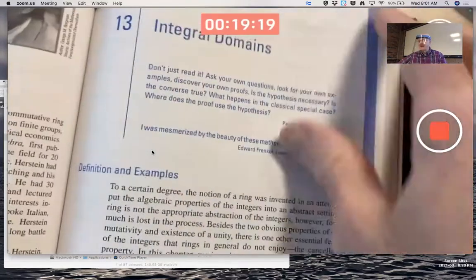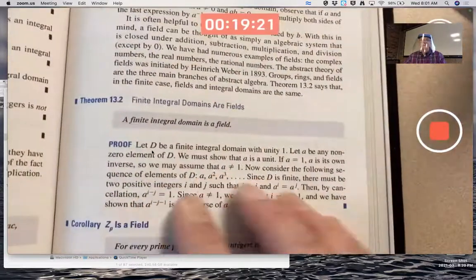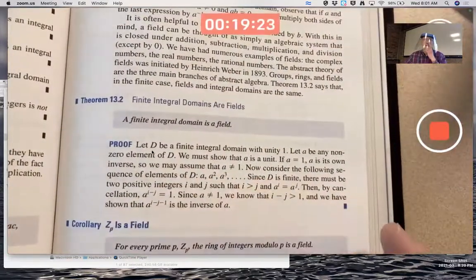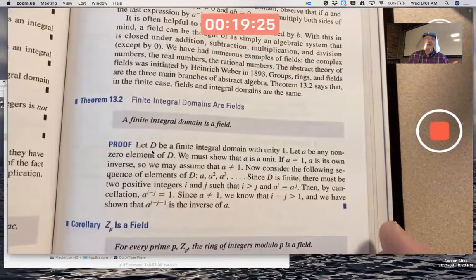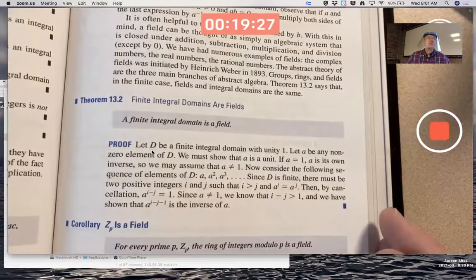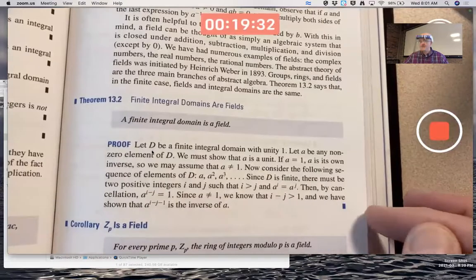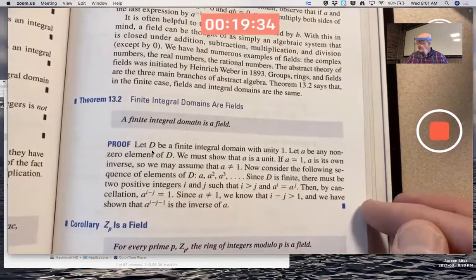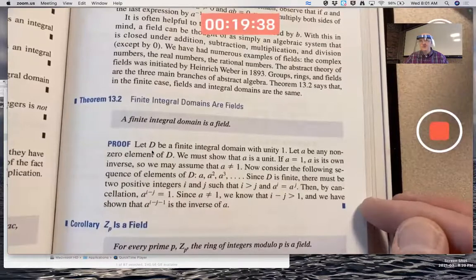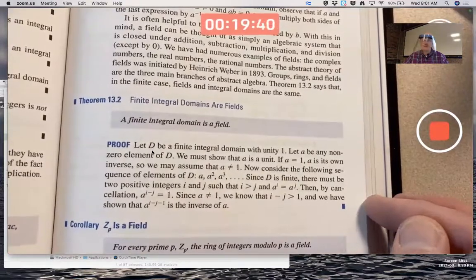But yeah, finite integral domains turn out to be fields. The absence of zero divisors in the finite case implies all the non-zero elements are units. And that's the proof of it. It's fairly short, and it's something you should be able to reproduce. Not too hard. Just make sure you're careful in thinking about it and maybe rethink about it from time to time.